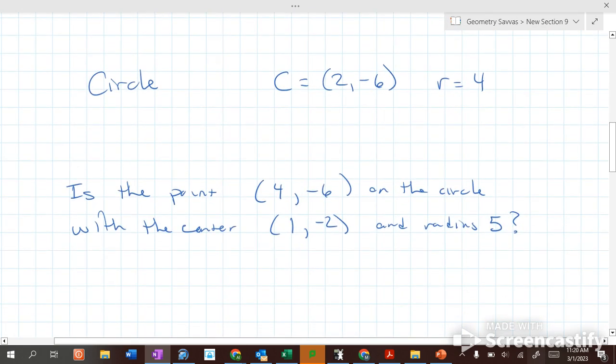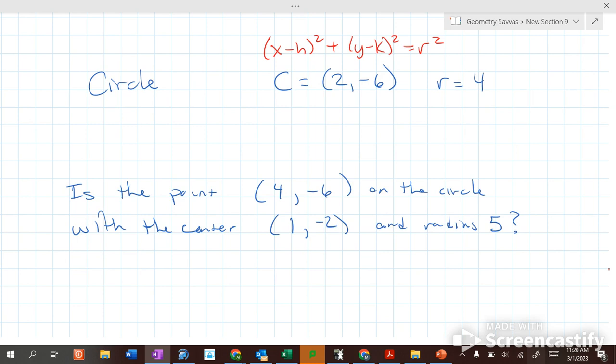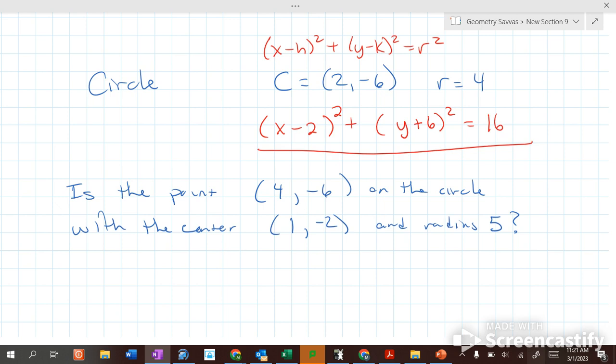Then the circle problems. If you're doing circle problems, you need the circle formula: x minus h squared plus y minus k squared equals r squared. So, how would we write out this circle formula? x minus 2 squared, y minus a negative 6, or y plus 6 squared equals the radius squared, which is 16. That's what you should get.